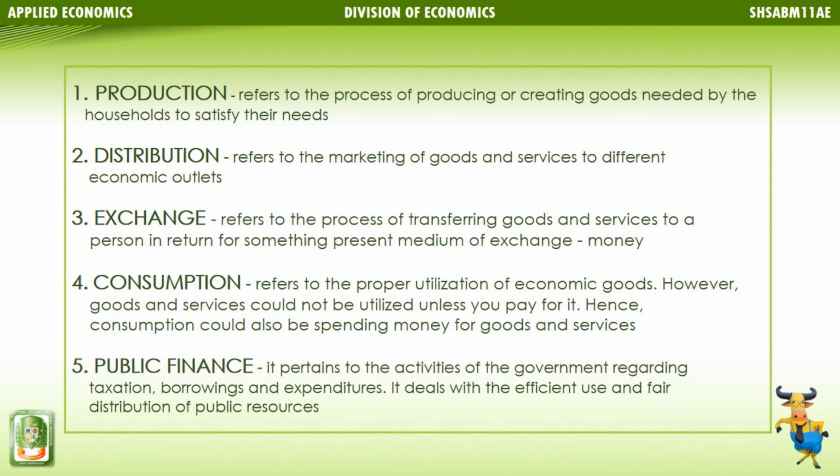Number 4, consumption refers to the proper utilization of economic goods. However, goods and services could not be utilized unless you pay for them. Hence, consumption could also be spending money for goods and services. And number 5, public finance. It pertains to the activities of the government regarding taxation, borrowings, and expenditures. It deals with the efficient use and fair distribution of public resources.